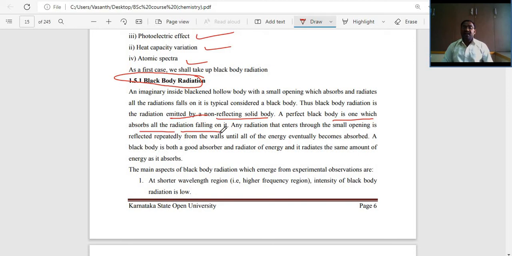Any radiation that enters through a small opening is reflected repeatedly from the walls until all of the energy eventually becomes absorbed. What are the experimental observations of black body radiation? At shorter wavelength regions, the intensity of black body radiation is low.